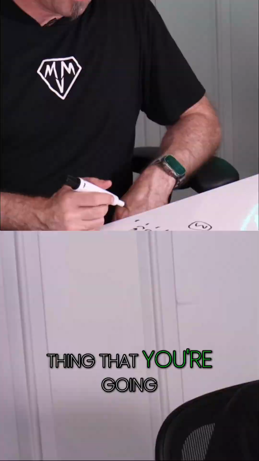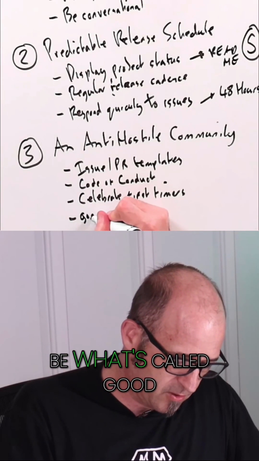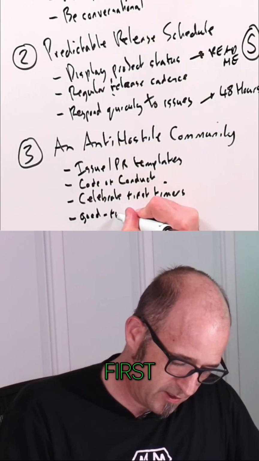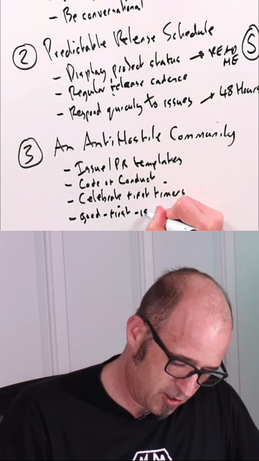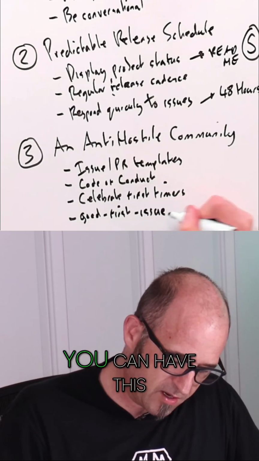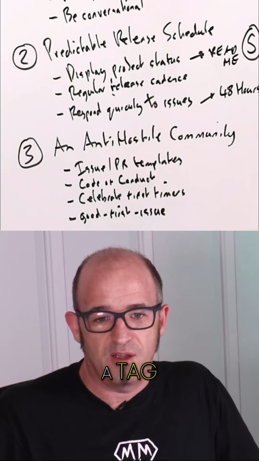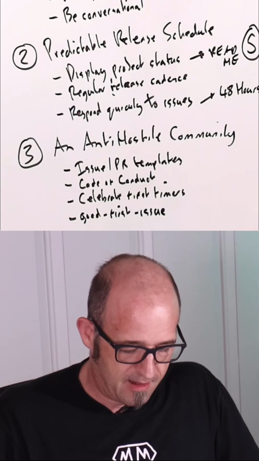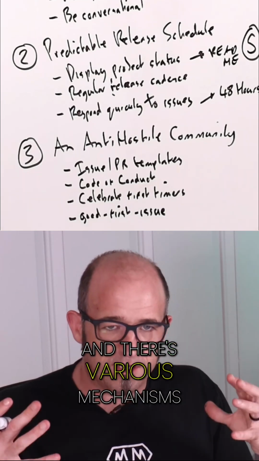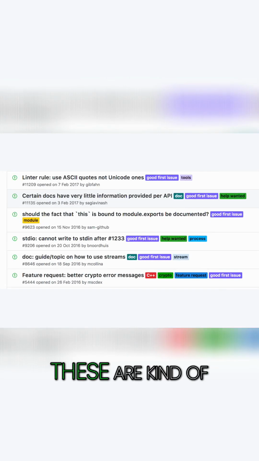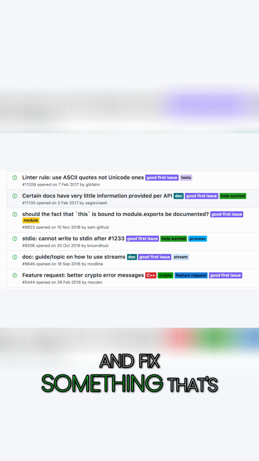And then the other thing that you're going to want to implement here is what's called good first issue. This is basically where you can have a tag on issues in GitHub, and there's various mechanisms to be able to find these. These are a great way for somebody who's brand new to a project to go in there and fix something that's going to be really useful.